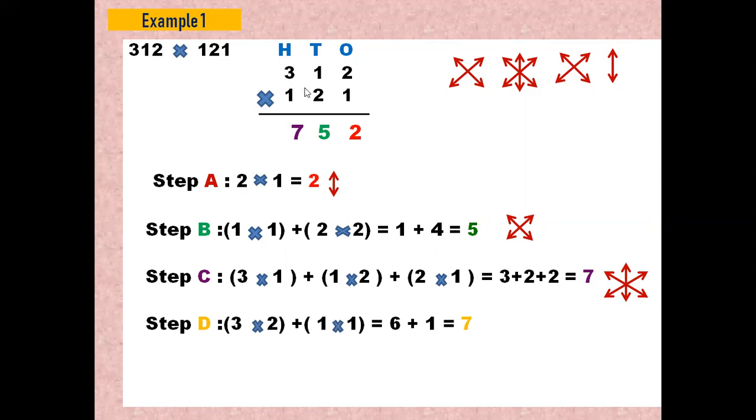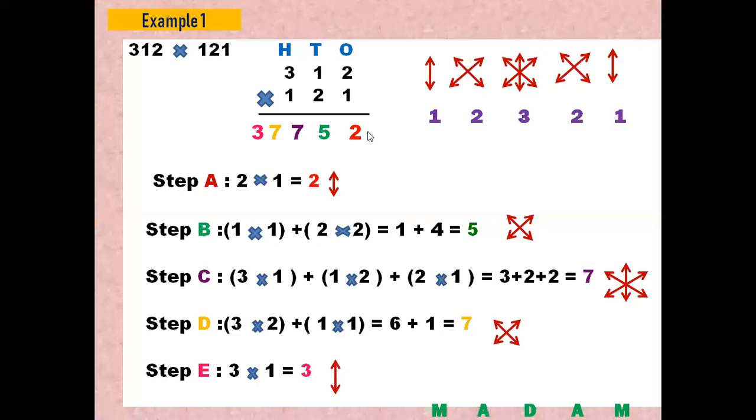Next we again multiply crosswise and add, but this time we are multiplying crosswise these two digits. So 3 times 2 plus 1 into 1 gives us 7. So we write 7. In the second step we multiplied crosswise 1 into 1 and 2 into 2, but in this step we are multiplying these two numbers crosswise and then adding. The last step is we multiply the leftmost digits vertically. 3 into 1, we get 3. So we write 3. So 312 multiplied with 121 gives us 37752.